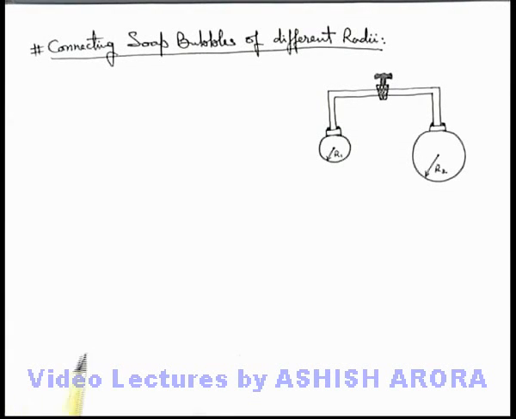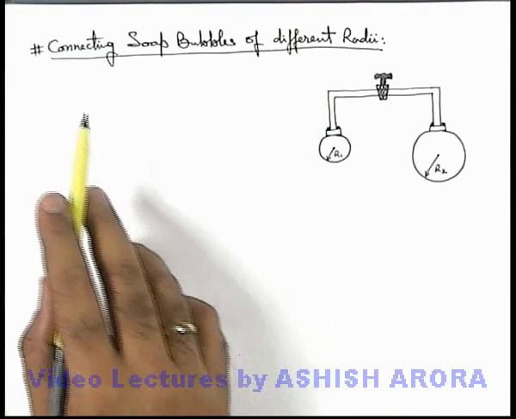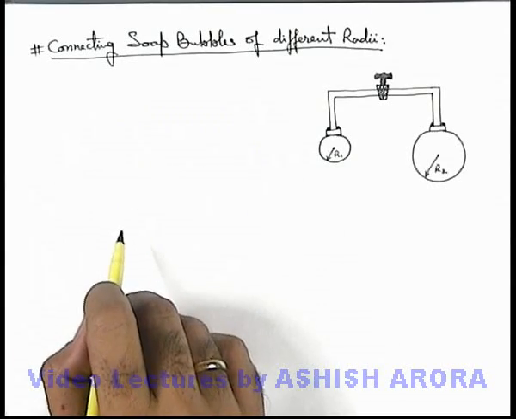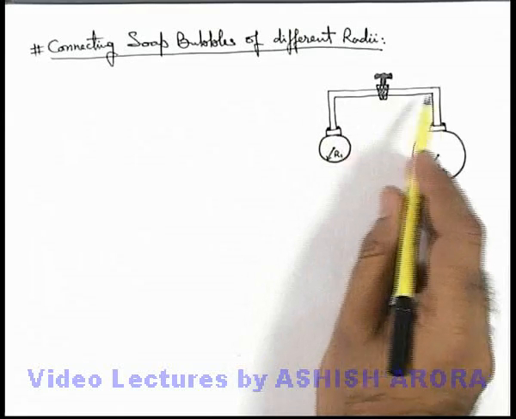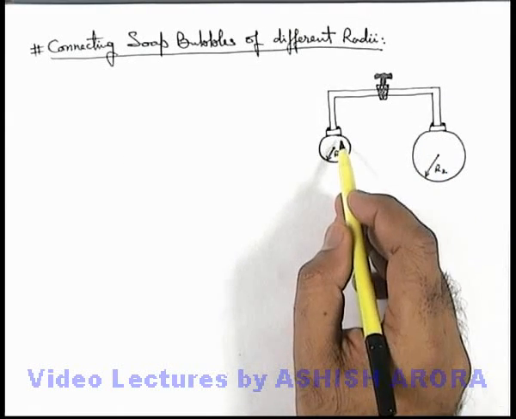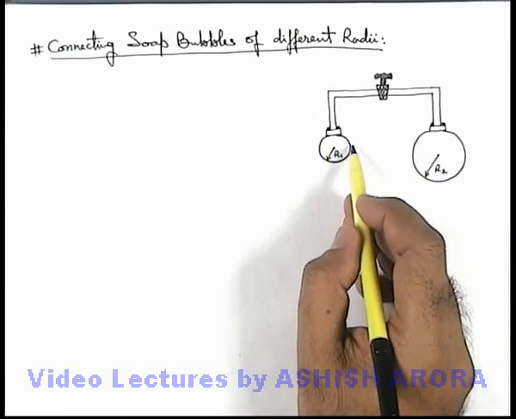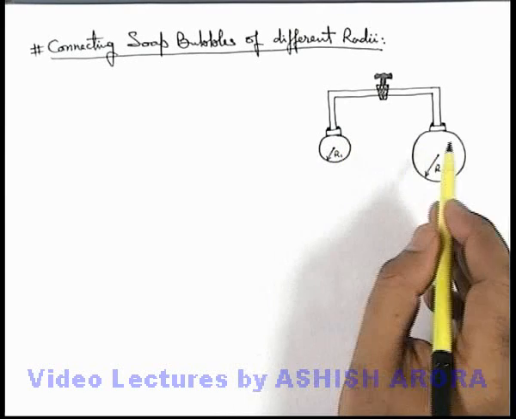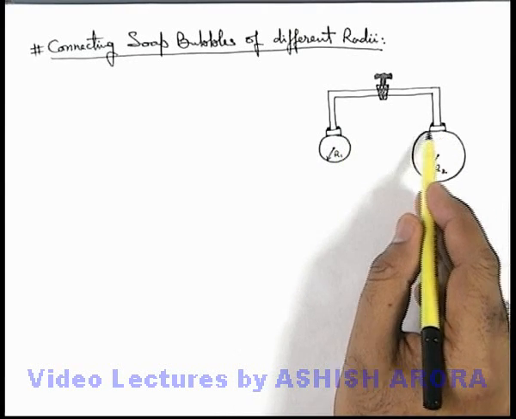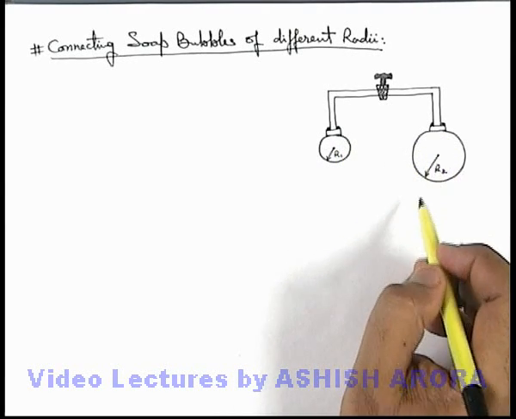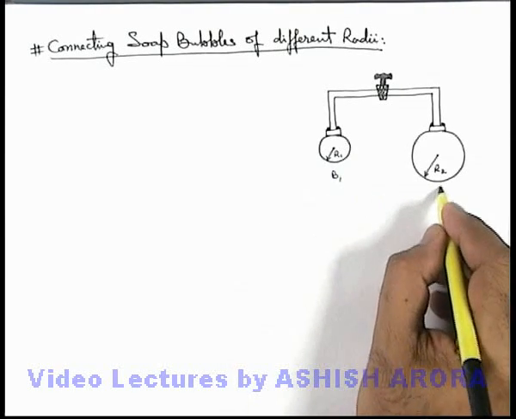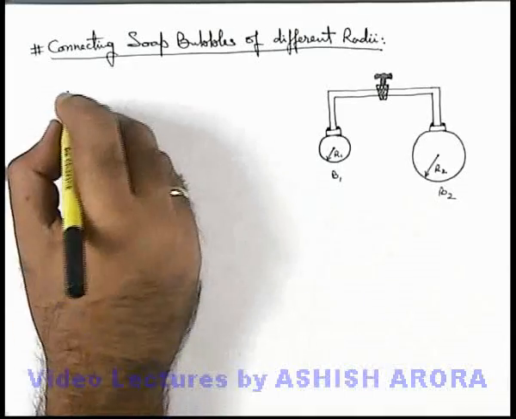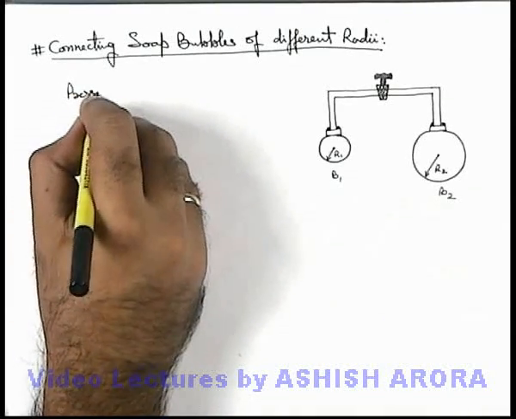Let's discuss a very interesting phenomenon of connecting soap bubbles of different radii. In the setup shown in the figure, there is a U tube. On one side of the tube a soap bubble is made which is of radius R1, and on the other side of the tube another soap bubble is made which is of radius R2. Say this is bubble B1 and this is bubble B2.